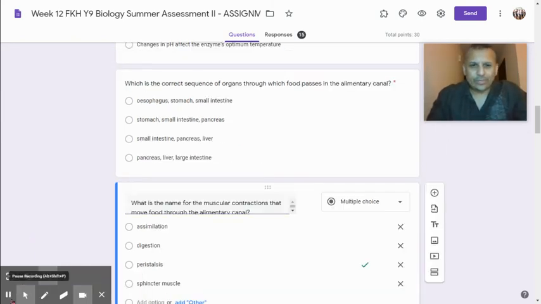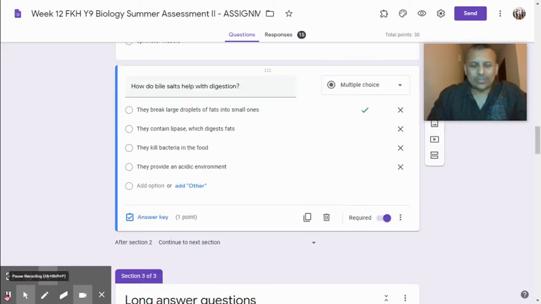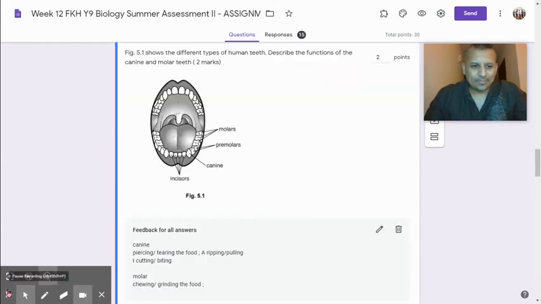Correct order for alimentary canal is esophagus, stomach, small intestine. Muscular contractions that move food through the alimentary canal is peristalsis, and bile salts help with digestion because they break up the large droplets of fats into small ones, linked with chemistry because it increases the surface area. That process is called emulsification.